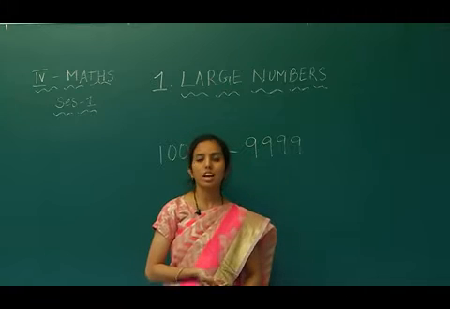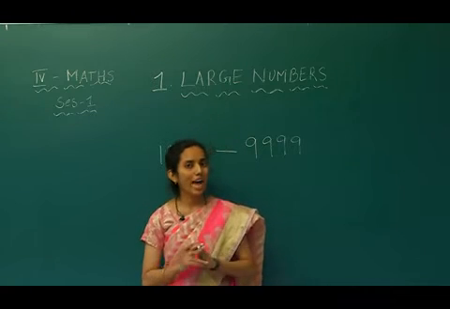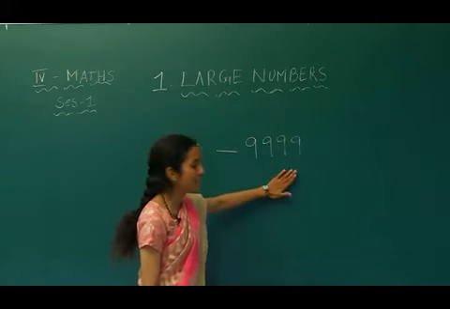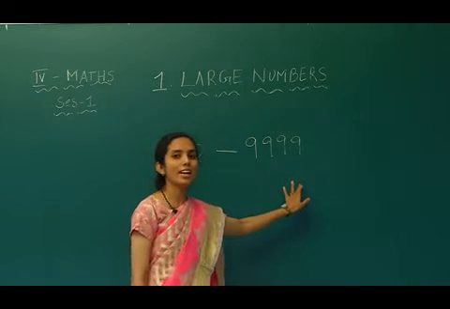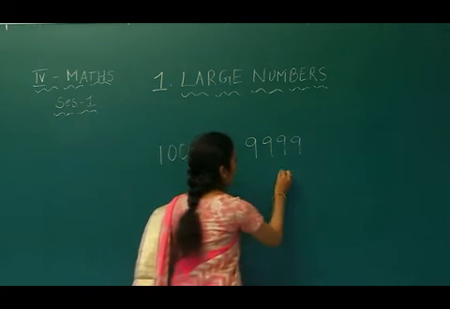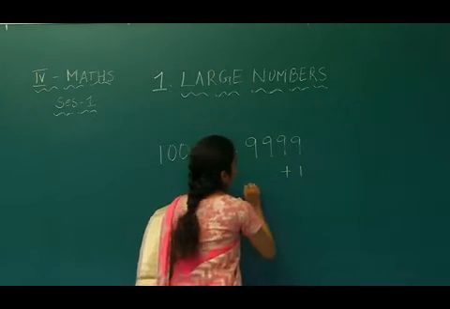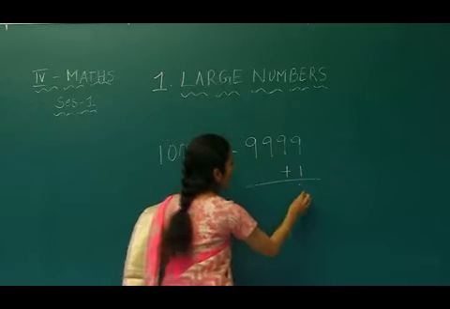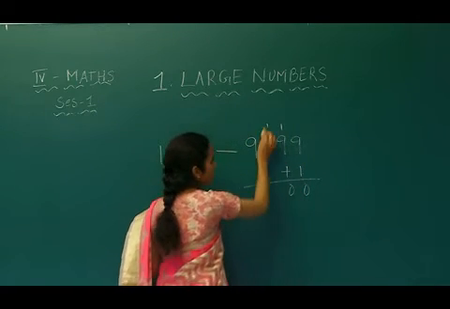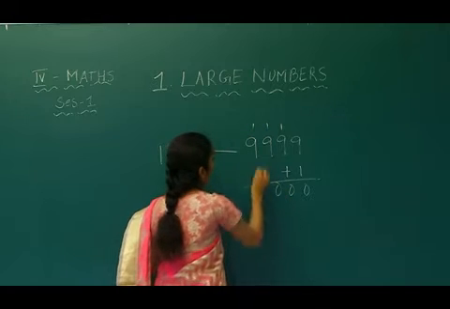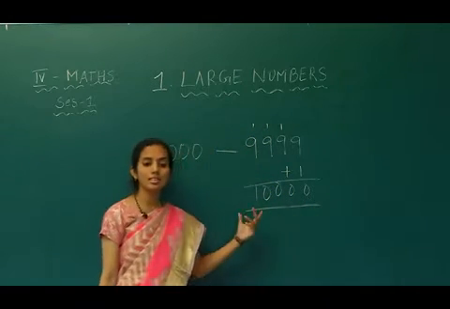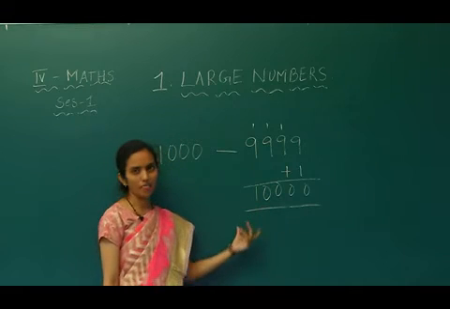So to obtain a new number, what do we do? We always obtain a new number by adding 1 to the existing number. So our last number is 9,999. To get a new number, let us add 1. So 9 plus 1 is 10, and here also 9 plus 1 is 10, and here also 9 plus 1 is 10, and here also 9 plus 1 is 10. So this is our new number which we have obtained.